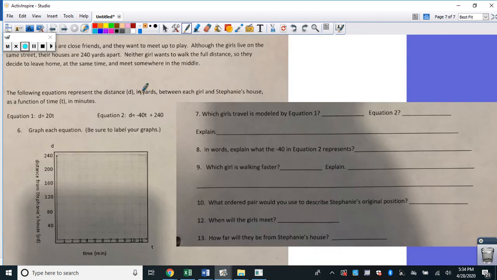Okay, number 6. There's a lot going on in this problem. I usually don't go over this much, but 7 through 13 also have to do with this, so I want to make sure everybody's got a good understanding of it.